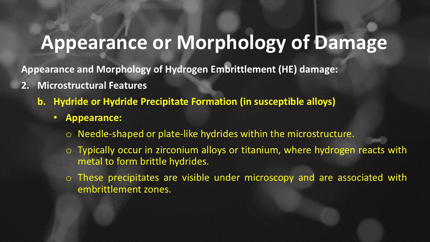Microstructural features. Number B, hydride or hydride precipitate formation in susceptible alloys. The appearance of these features are needle-shaped or plate-like hydrides within the microstructure, typically occurring in zirconium alloys or titanium, where hydrogen reacts with metal to form brittle hydrides. These precipitates are visible under microscopy and are associated with embrittlement zones.